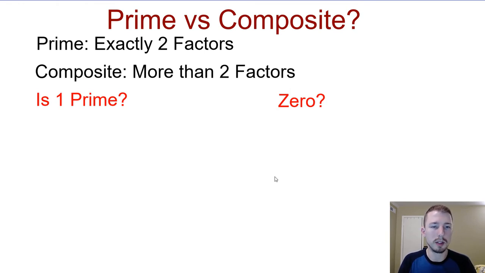Prime numbers have exactly 2 factors, which are 1 and itself. Composite numbers have more than 2 factors. So pretty much anything else would be composite. Or is it? By this definition, what is a prime number?